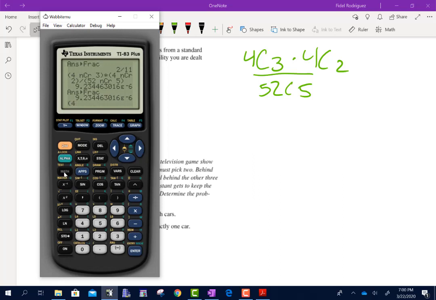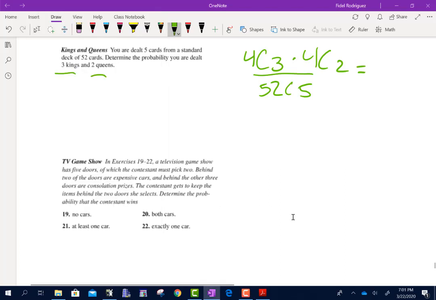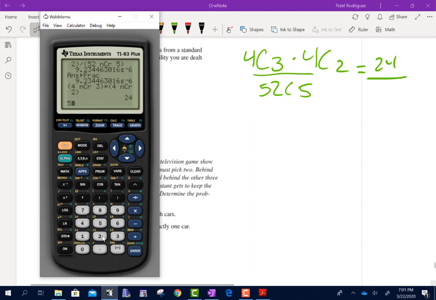Okay, so let's do this. Math, let's do the top part first. Choose 3 times 4 math, choose 2. Okay, so the top number is giving me 24. Okay, we can work with this. So let's go 52, choose 5. Massive number, right? 2,598,960.